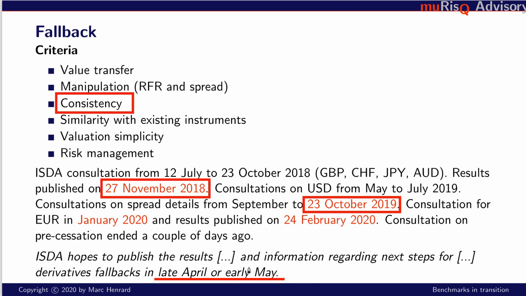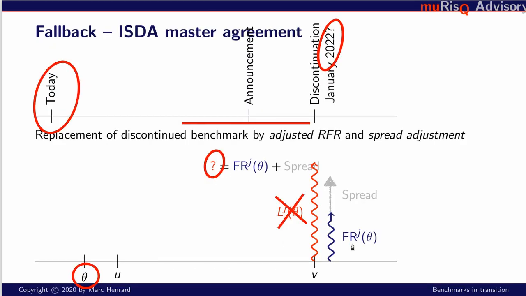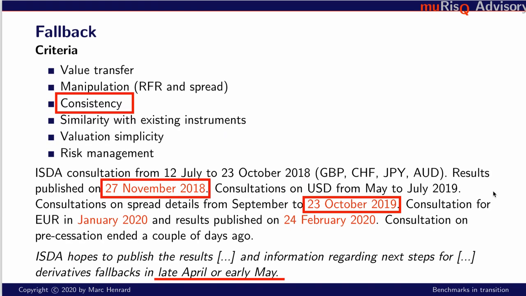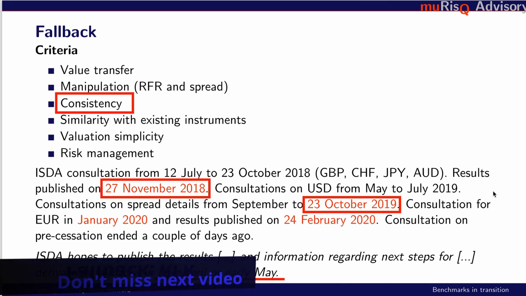So this was the overview of the fallback. We now have to go into detail on those two quantities: on one side, the blue, the floating rate, and on the other side, the spread, where we want to put it. That will be the subject of the next two episodes, and this concludes this episode on the overview of the fallback.